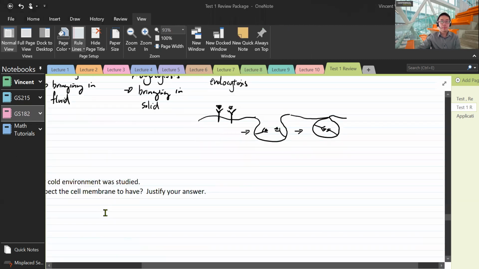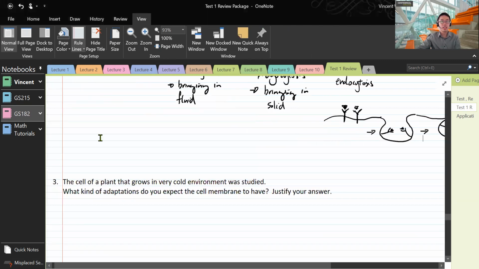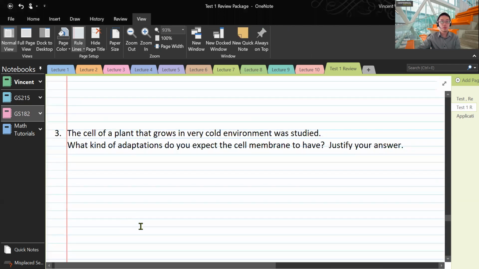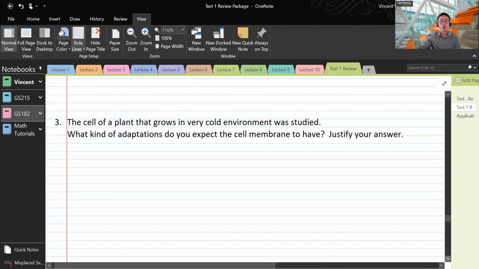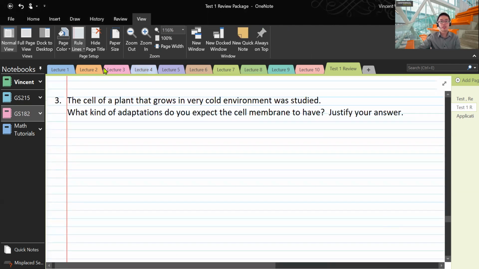Next question. It's also something we talked about, but I just want to reiterate it. So no one's going to be surprised if they see a question like this. This relates to what we are talking about in the lab, right? The cell of a plant that grows in a very cold environment was studied. What kind of adaptations do you expect the cell membrane to have?